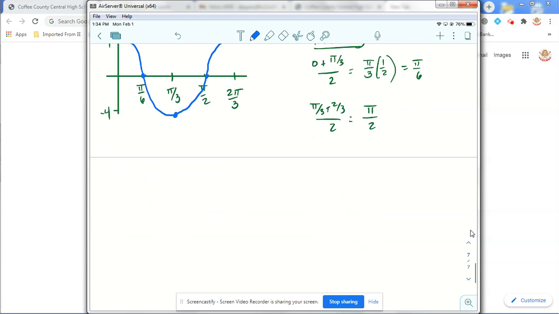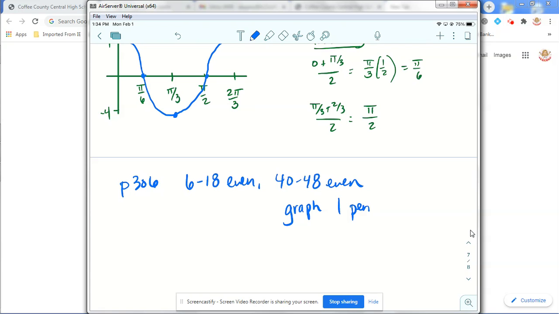Okay, so what I want you guys to do today, starting on page 306, it may continue on another page, do 6 through 18 even, and then 40 through 48 even. And on that 40 through 48, it may tell you to graph 2 periods, but just go ahead and sketch or graph 1 period, like we did in our notes.